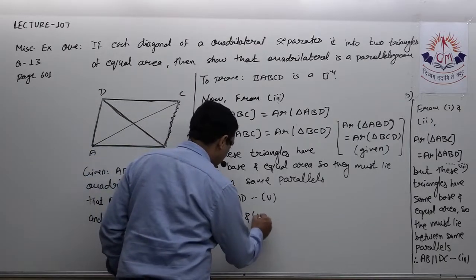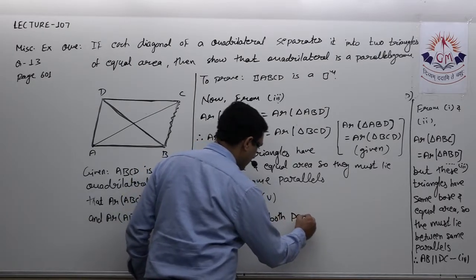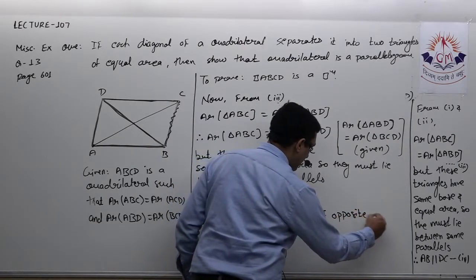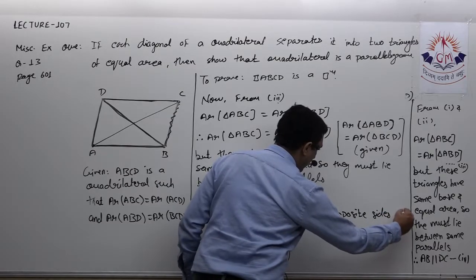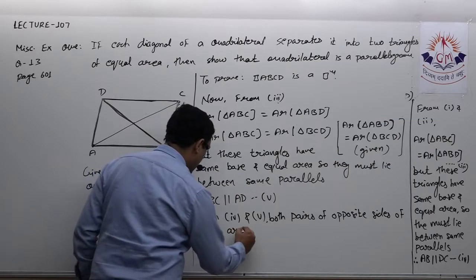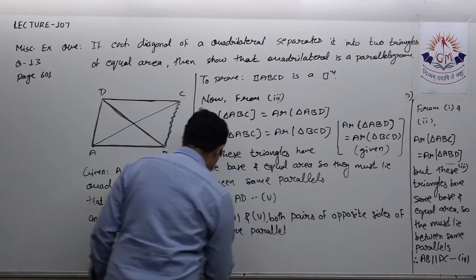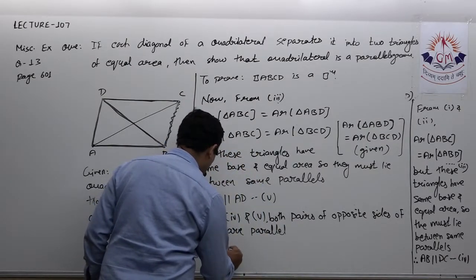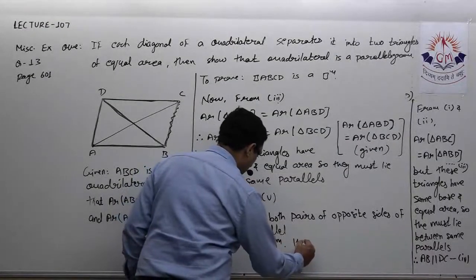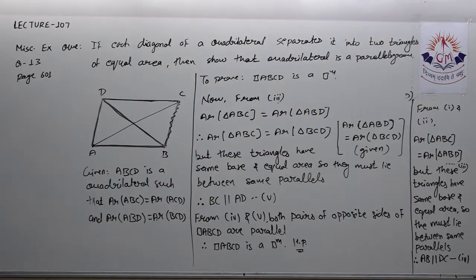From fourth and fifth, both pairs of opposite sides of quadrilateral ABCD are parallel. Therefore, quadrilateral ABCD is a parallelogram. Hence, proved. So, please note it down. Then we'll see the next question.